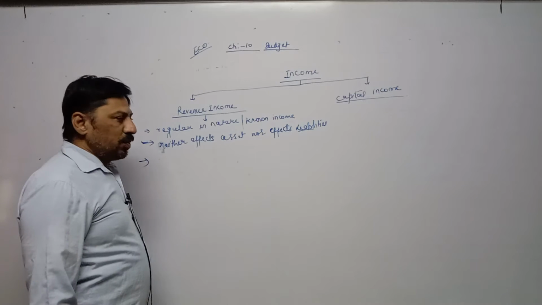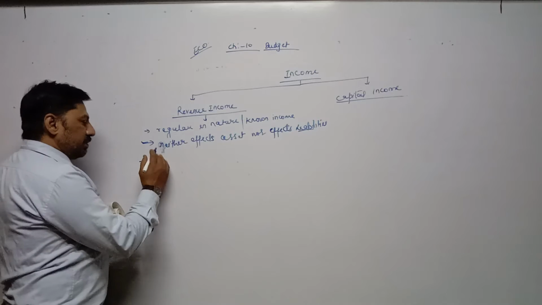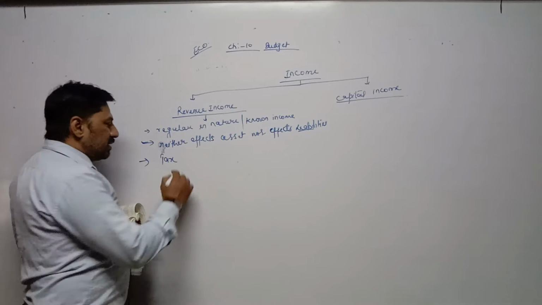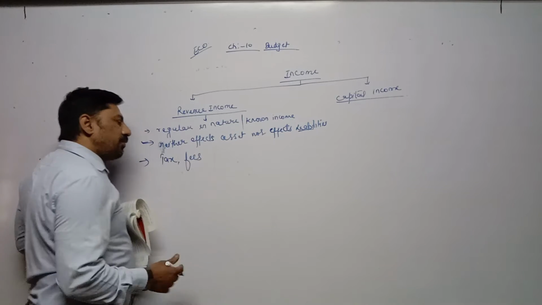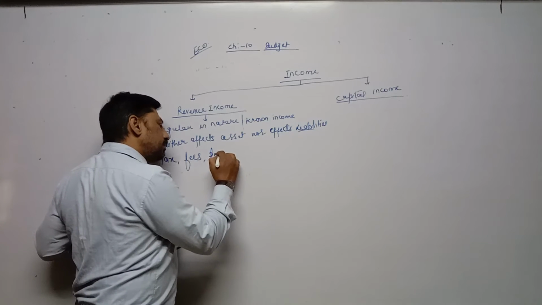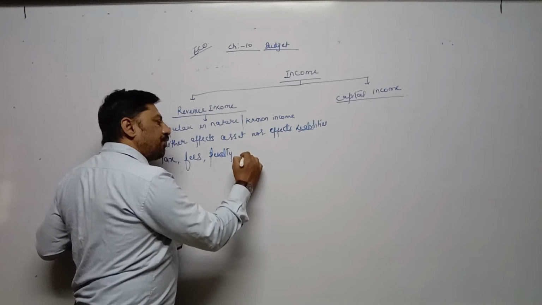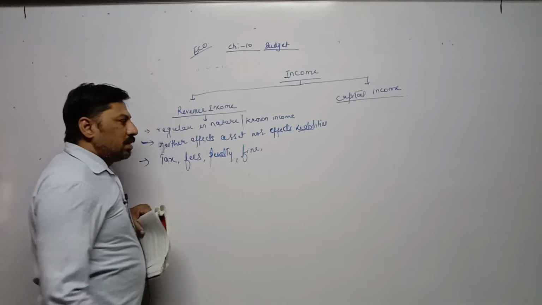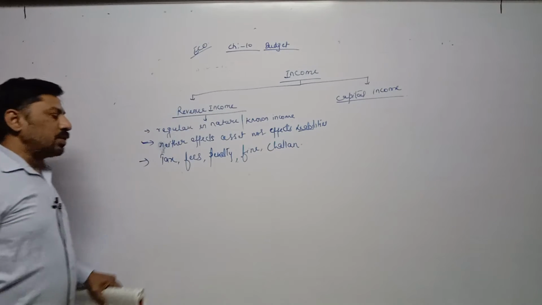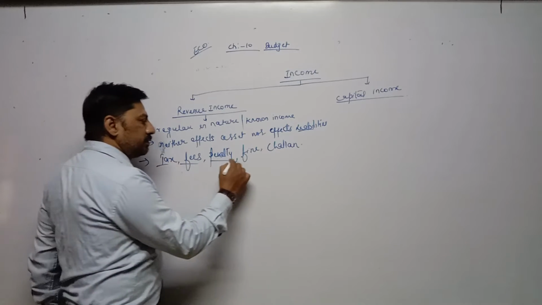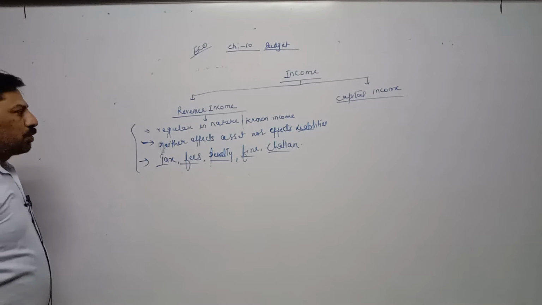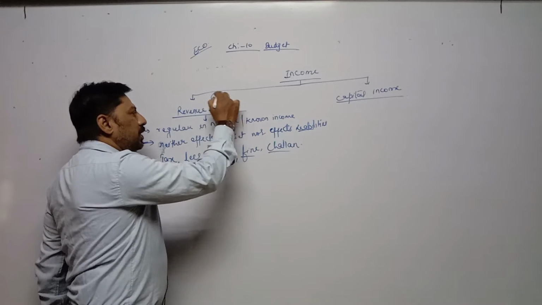Such incomes are regular in nature, and examples are tax, either direct tax or indirect tax, fees from different sources that government is collecting, then penalty, fine, challan. These are different sources of income and these are regular in nature. Such income is called revenue income, and revenue income is shown on the credit side of the government budget.